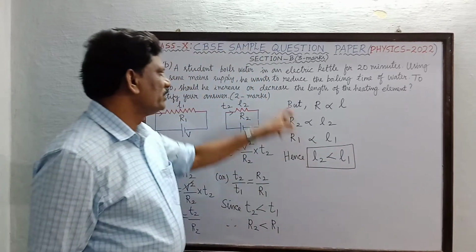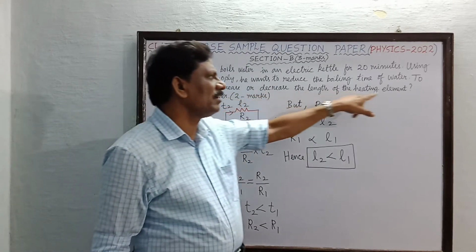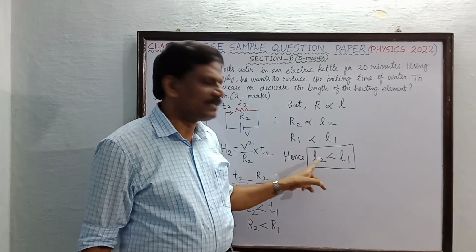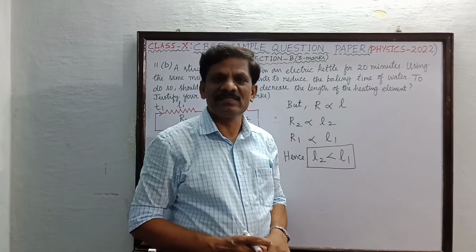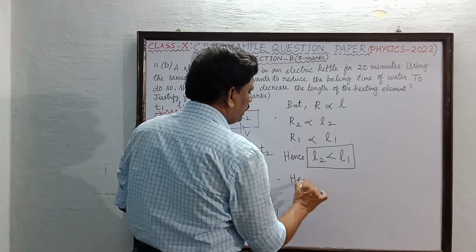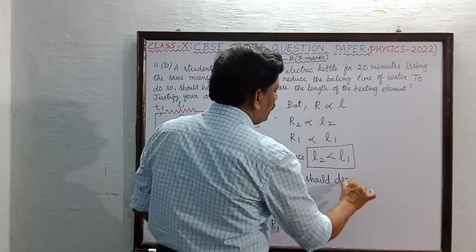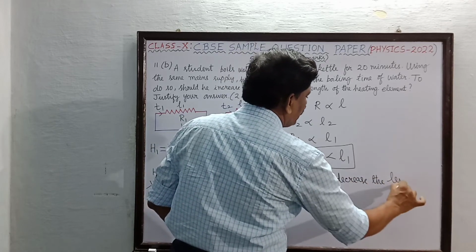Now you read the question once again. Should he increase or decrease the length of the heating element? The second coil's length is less than the first coil's, so should he decrease or not? Yes. Therefore he should decrease the length of the heating element.